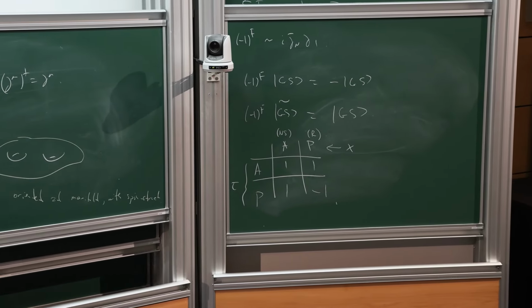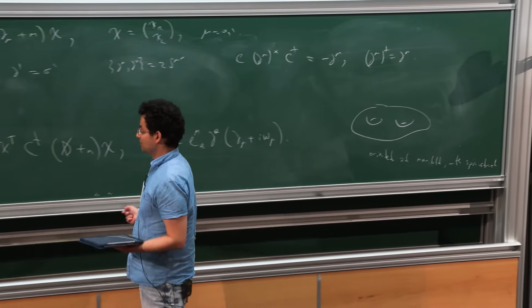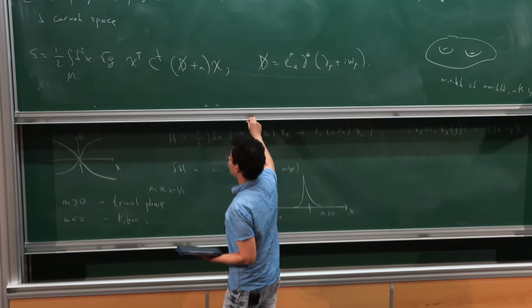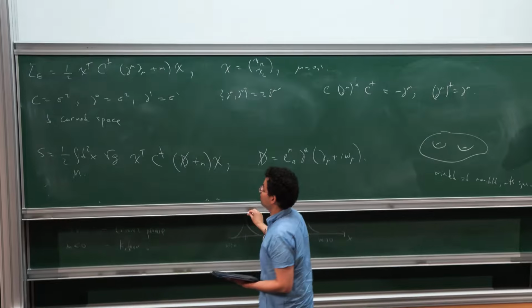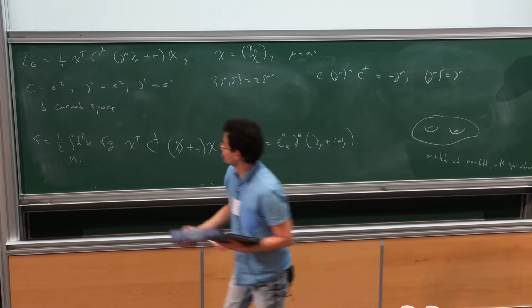Okay, so how do we calculate the partition function of this theory? Well, it's a quadratic theory, so the partition function can be calculated directly. It's going to be a determinant of this operator. Let's go here maybe.